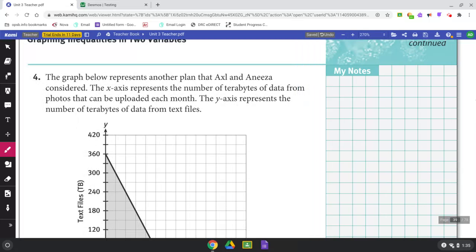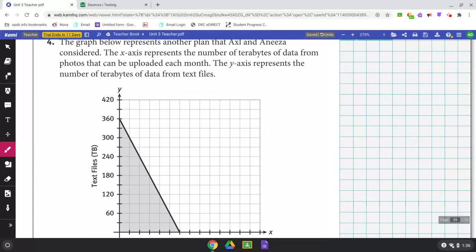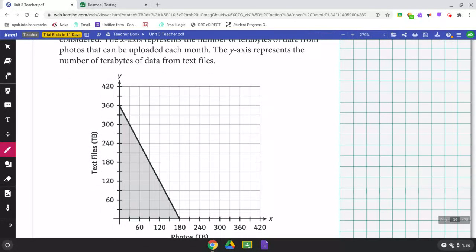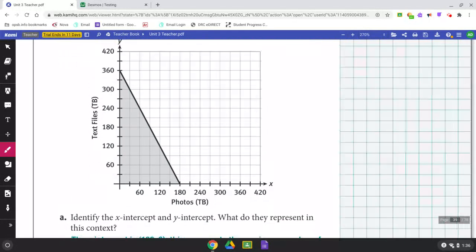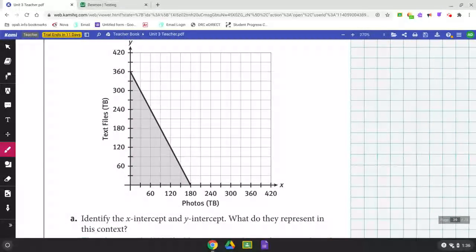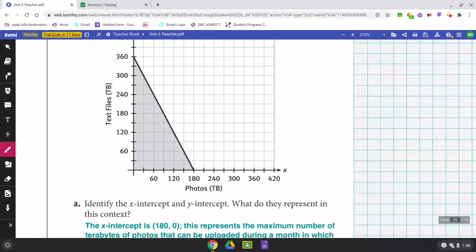The graph below represents another plan that Axel and Anisa considered. The x-axis represents the number of terabytes of data from photos that can be uploaded. So the x is the photos and the y is the text. So now they're saying, okay, how much can I use for pictures and how much can I use for text? Identify the x-intercept and the y-intercept. And what do they represent?